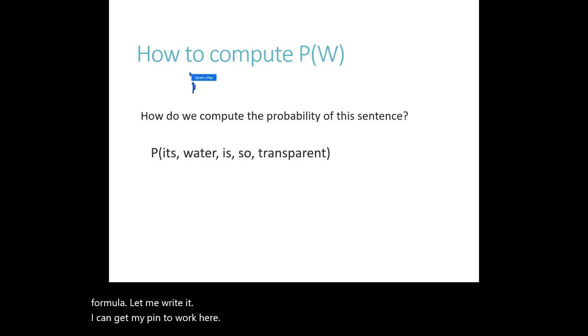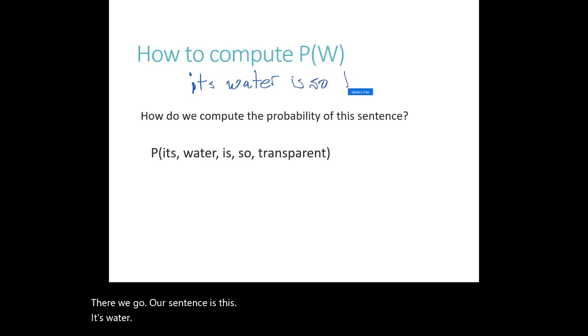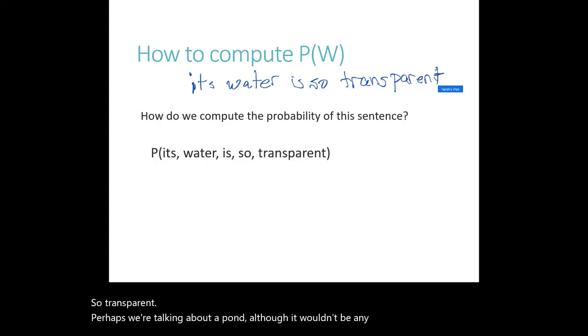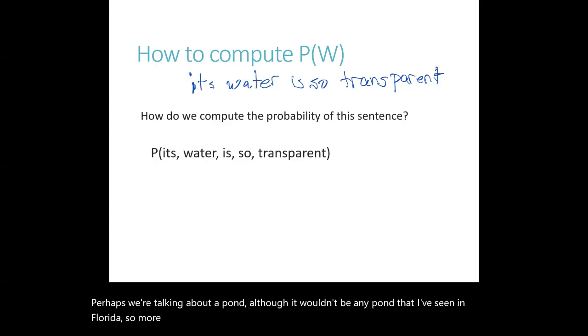There we go. Our sentence is this. Its water is so transparent. Perhaps we're talking about a pond, although it wouldn't be any pond that I've seen in Florida. So more likely we're talking about a spring. Its water is so transparent. How do we compute the probability that this sentence occurs?